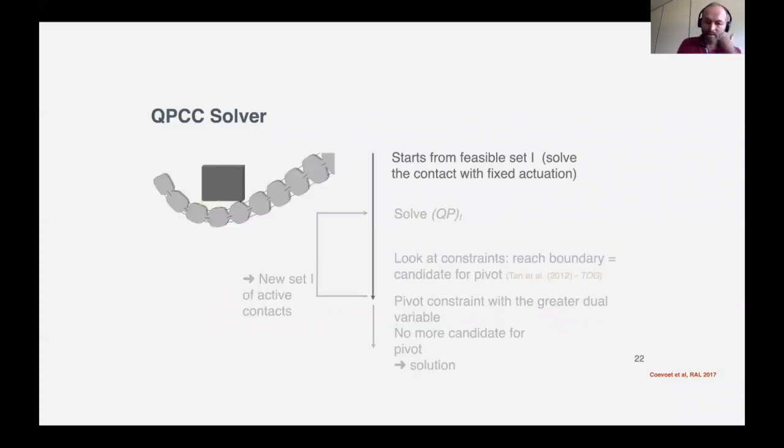So basically, imagine that we start from this position where we have one active contact. We will solve the first QP with this contact which is active.